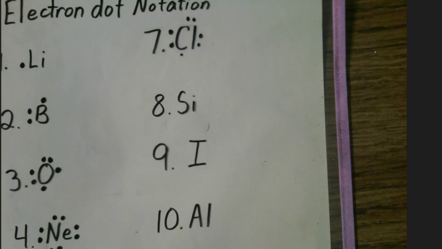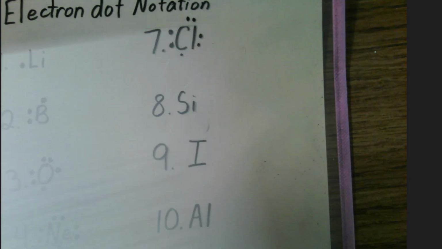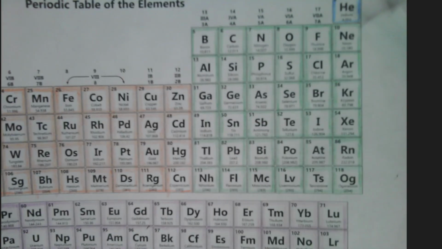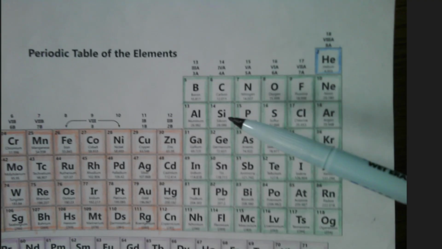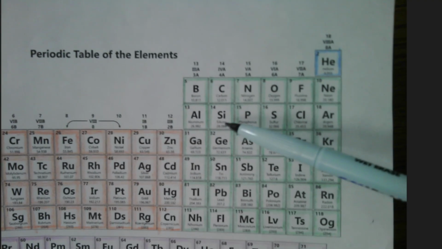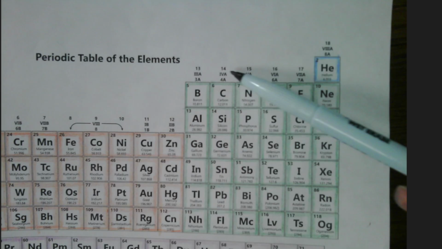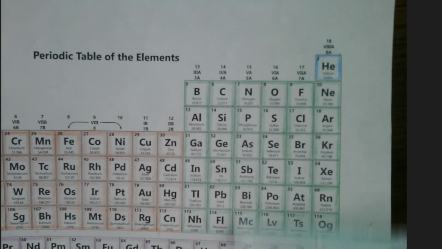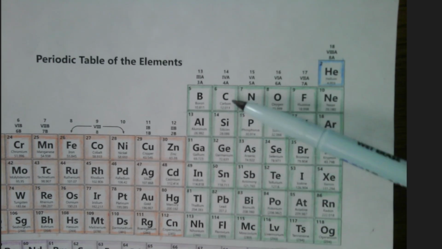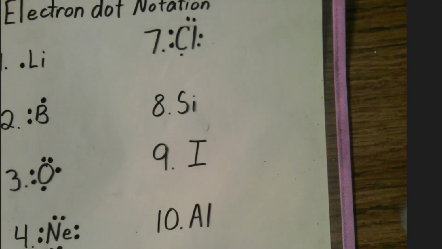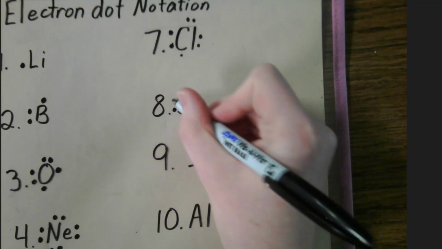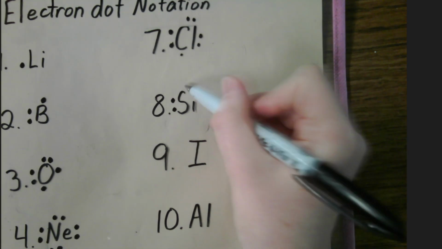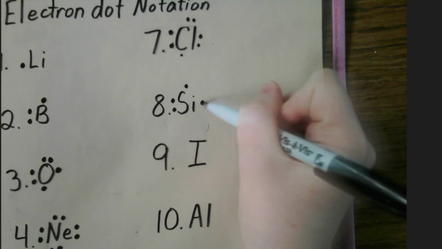Now let's look at silicon. Silicon, if you're looking at our periodic table, is here. It has 14 electrons, but it's in group 14. So we're going to have 4 valence electrons in total. We're going to start off with our s orbital, fill that up first, then we're going to go to the top and then to the right.